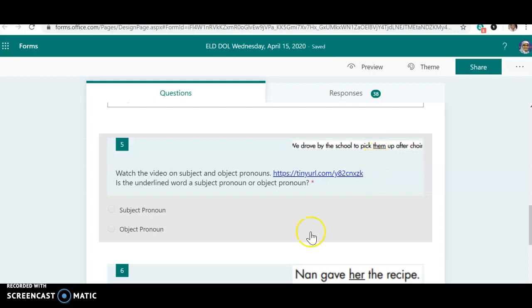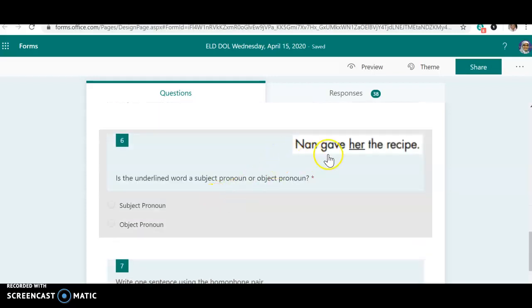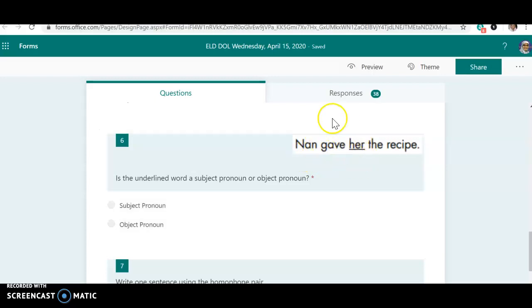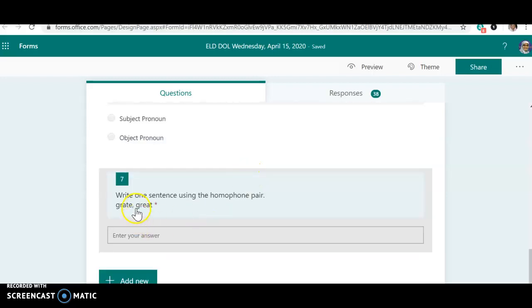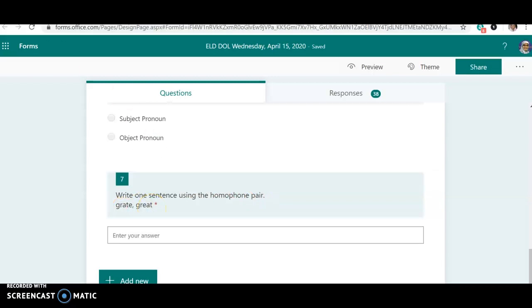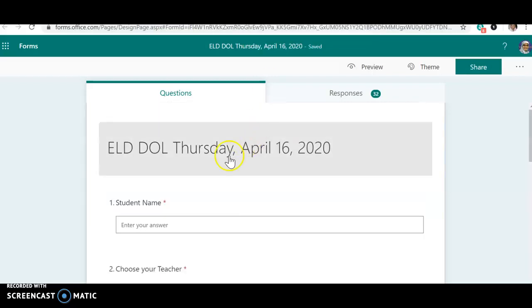Many of you made a mistake on this one. Nan gave her the recipe. Again, her, this is an object pronoun. It comes after your verb, and it's not doing the action; the giving is happening to it. Object pronoun. Write one sentence using the homophone pair, great and grate. We had this before, so I'm not going to go over it. Moving on.